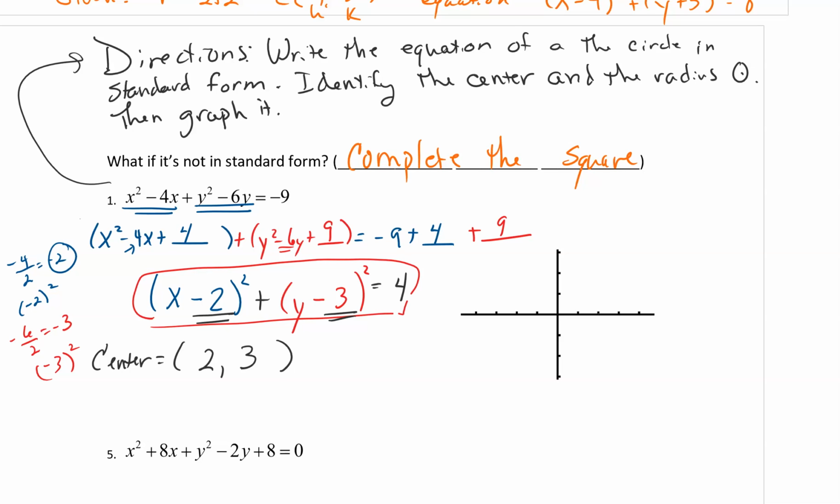So I go over here 2, and I go up 3. All right, so 2, 3. Then my radius is the square root of 4, which is 2. So I have to go up 2, down 2, right 2, left 2, and this would be my circle.